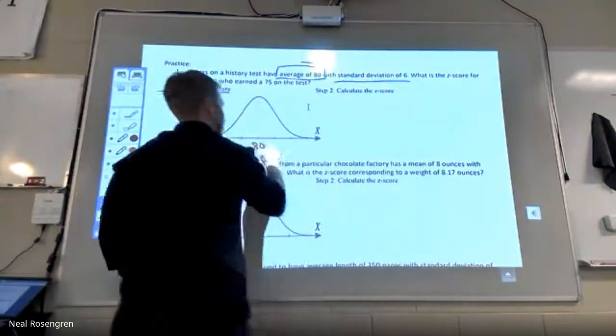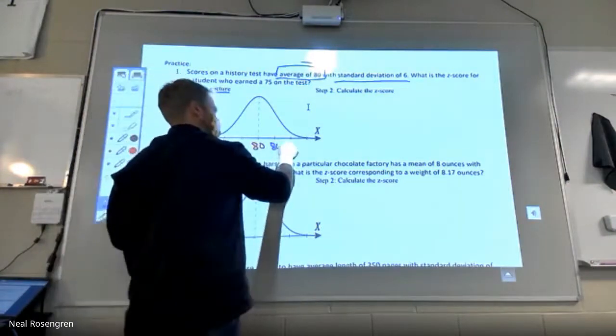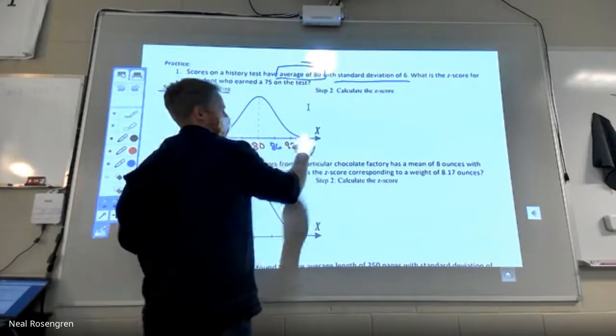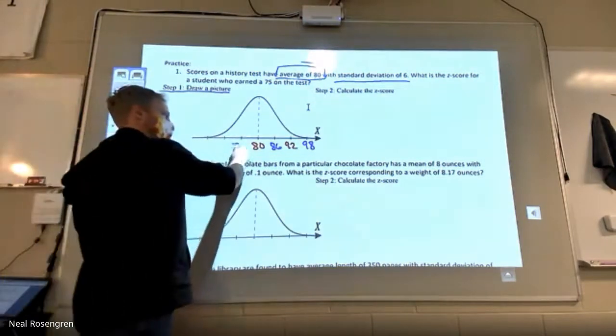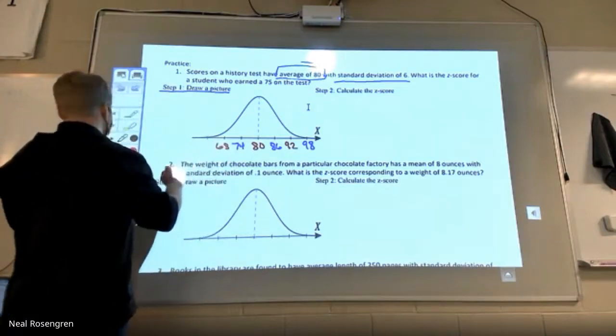So going up 6, we get 86. I can do that. Plus another 6, 92. Plus another 6, 98. Some of this you can do in your head, but of course, use a calculator if you want to be sure. There's no shame in making sure you're doing it right. And then minus 6, minus 6, minus 6.